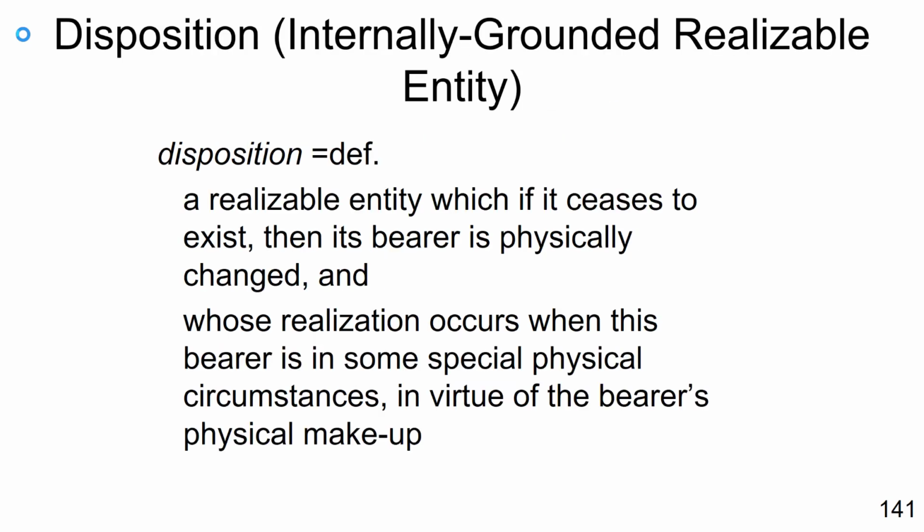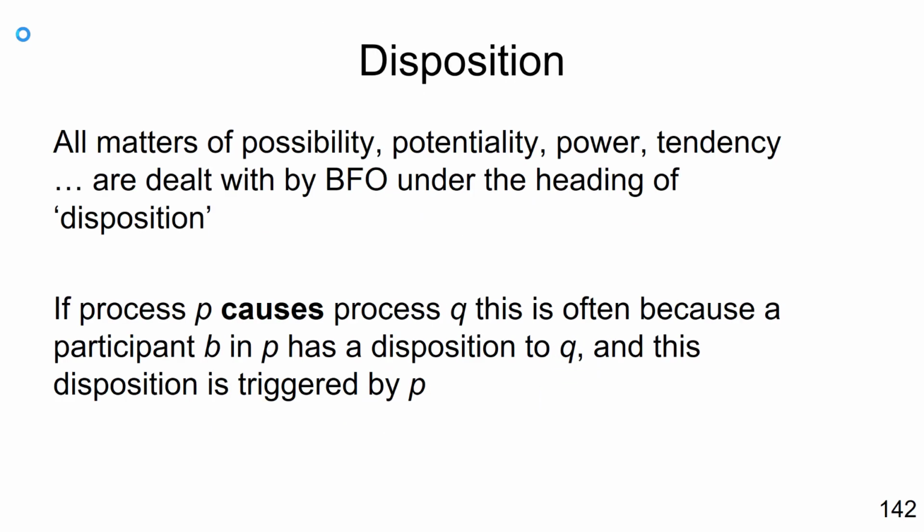But then we have internally grounded realizables. So dispositions are internally grounded. I have my disposition to sweat because of something about my physics. Something in the physical structure of me makes me gradually go bolder and bolder. We deal with all matters of possibility, potentiality, tendency under this disposition heading. All matters of causality under this disposition heading. Basically, a cause involves a disposition being triggered by something, but BFO does not have a treatment of cause. Maybe we will have down the road, but we know how to start the treatment.